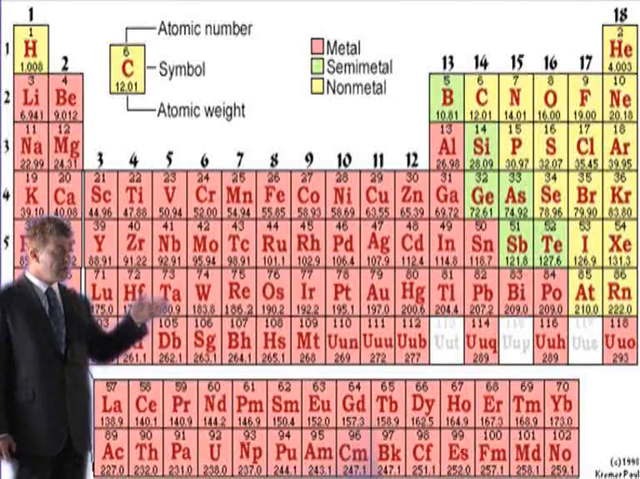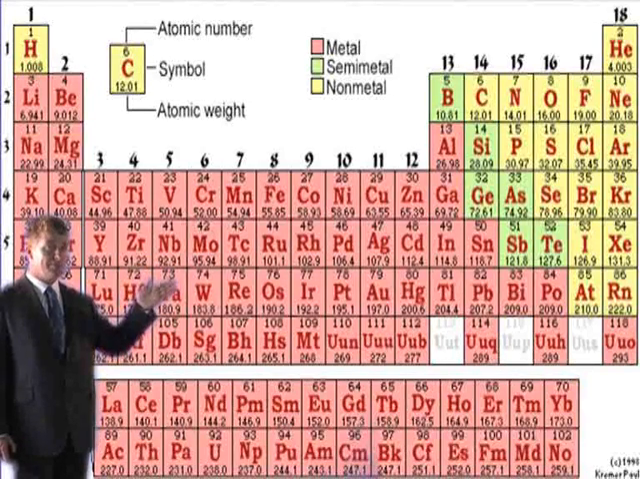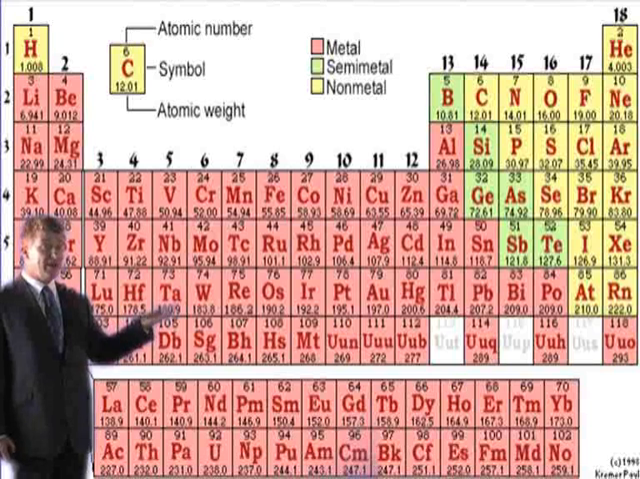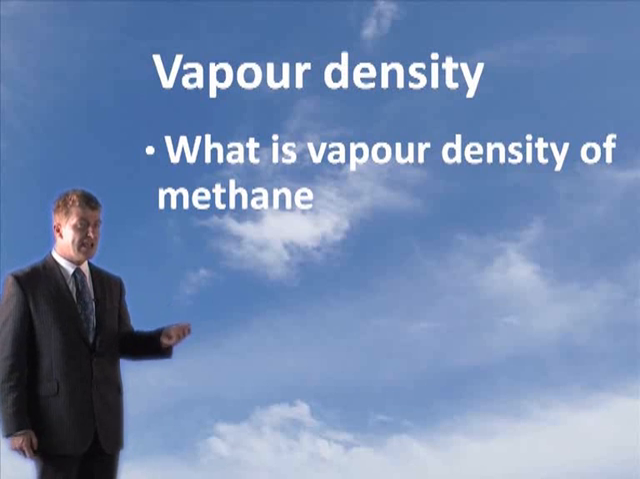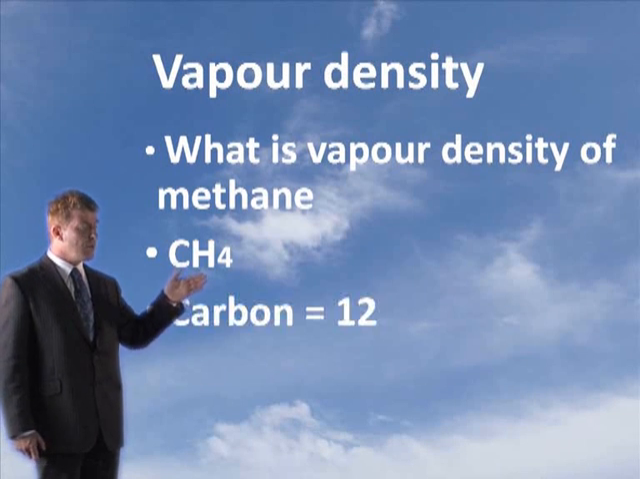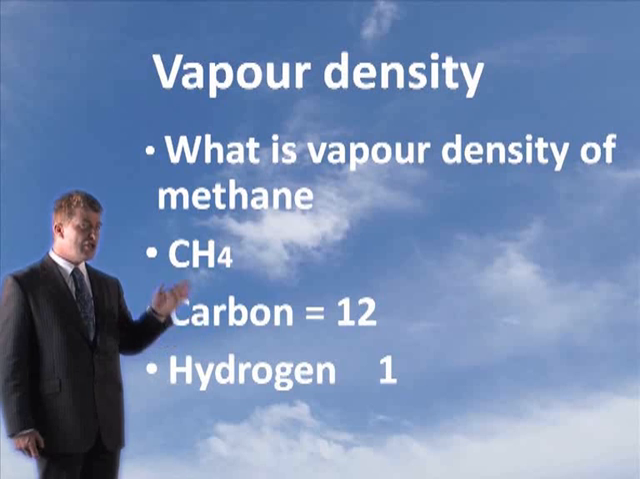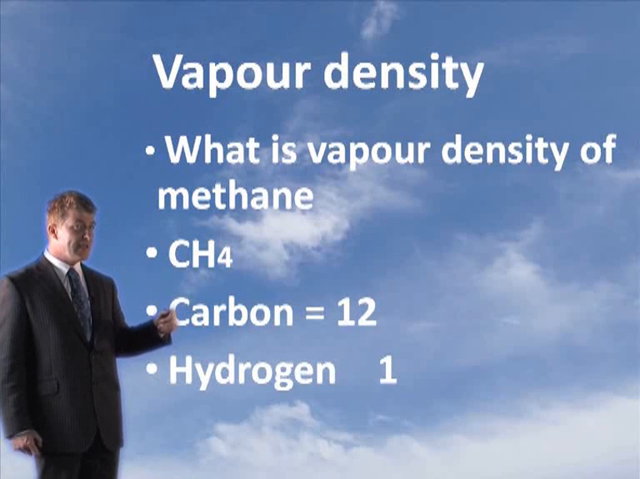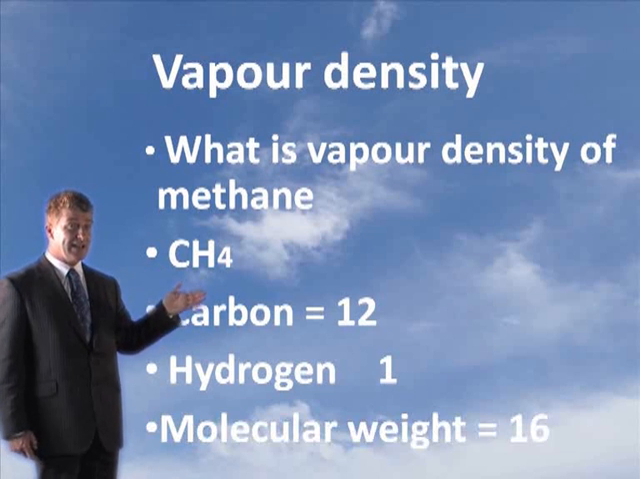And the vapour density is determined by using the molecular weight of the atoms concerned. Now, as you can see from this periodic table here, the molecular weight of carbon is 12, nitrogen is 14, and oxygen is 16. So the vapour density of, say for example, methane, let's work it out. CH4. The carbon molecular weight is 12. Hydrogen is 1 and there's 4 of them. So that gives you a molecular weight of 16.